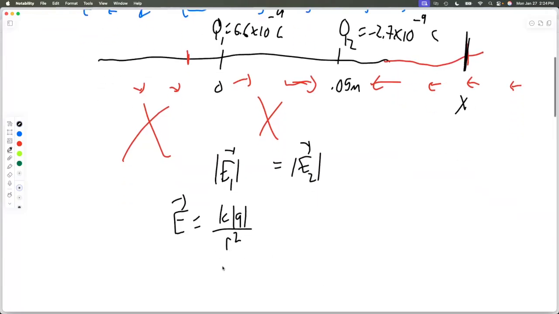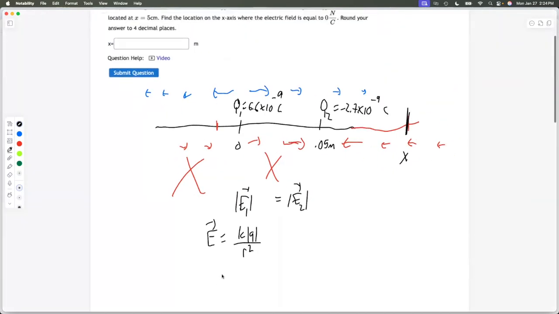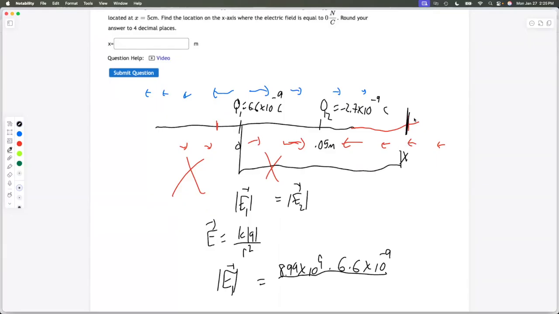So at location x, in magnitude, the electric field from charge 1 will be K, 8.99 times 10 to the ninth, times the charge, 6.6 times 10 to the negative ninth, all over the distance. So I need this distance. I decided x is the distance from the origin. So that's what x means. In this particular picture, this distance is x.